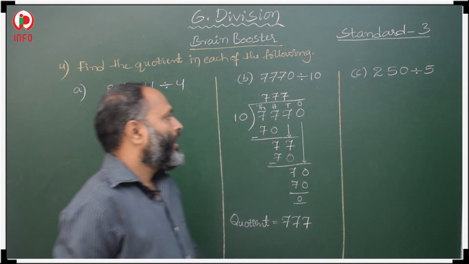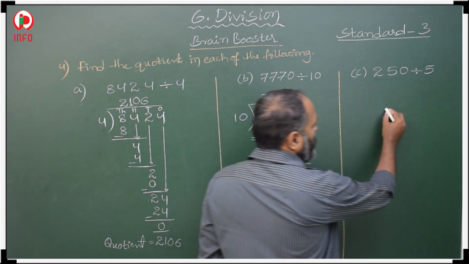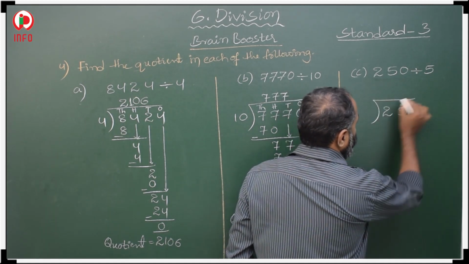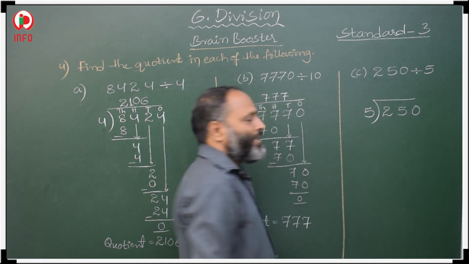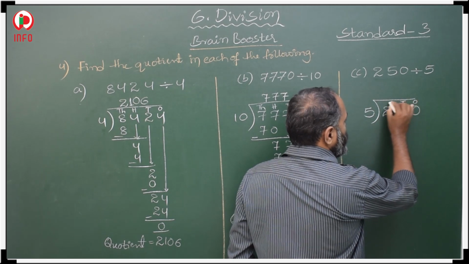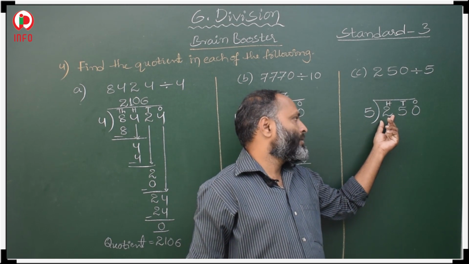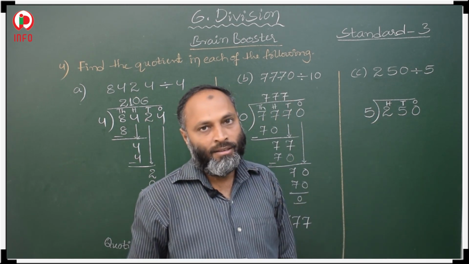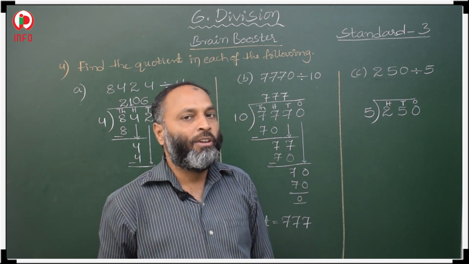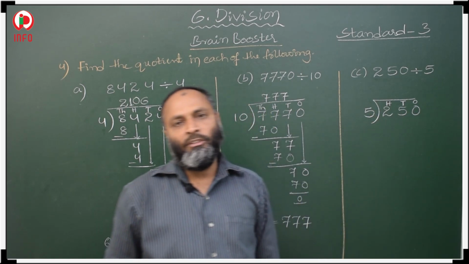Next, in this 250 divided by 5, what we have to do? So, we have to divide 250 with the divisor. What is our divisor? Our divisor is 5. Now, this is ones place, tens place and hundreds place. First we have to take 2, 2 is less than this divisor. So, we have to take 25. When will you get 25 in 5 table?